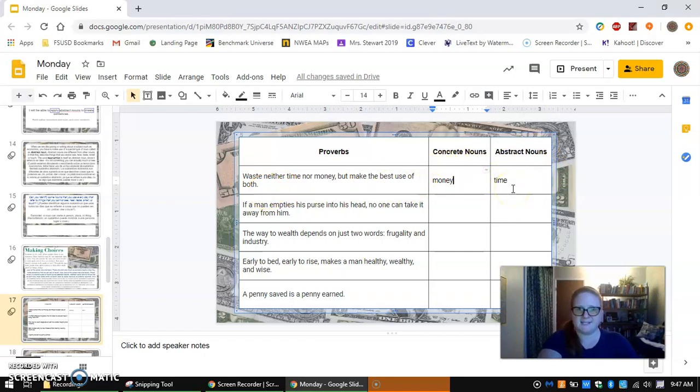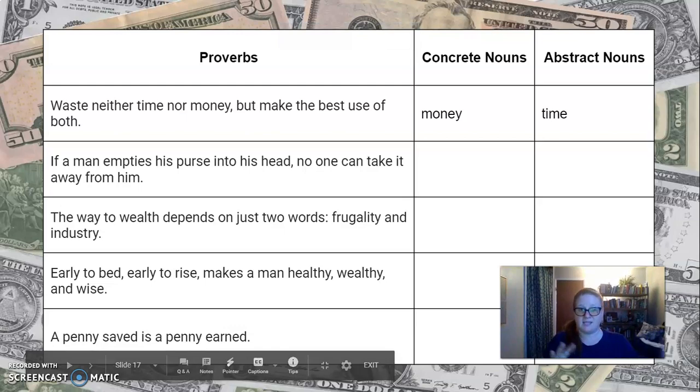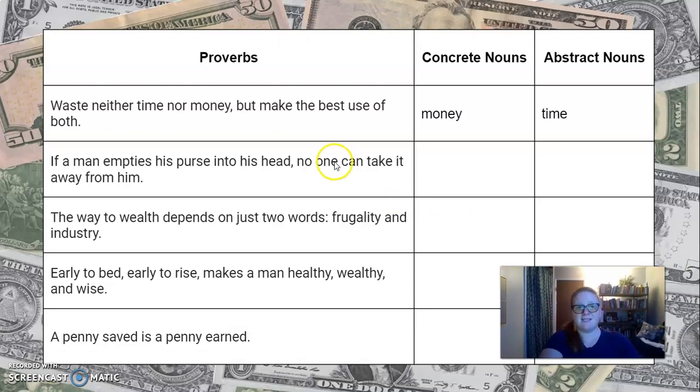Here are my abstract nouns. Now, as you go through each of these, there might not be an abstract noun and a concrete noun. At least there's one of either one. But if you find that there is no abstract noun in this proverb, then you would just write none here. Or if you find that there are no concrete nouns, then you would write none here. So go ahead and get started on this slide and come back in 3, 2, 1.